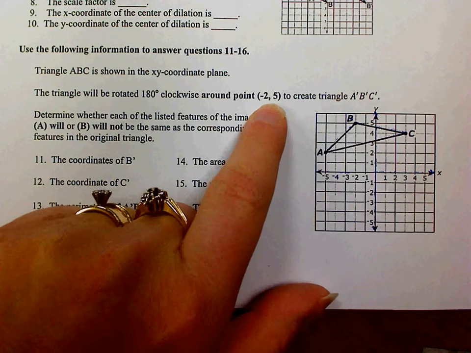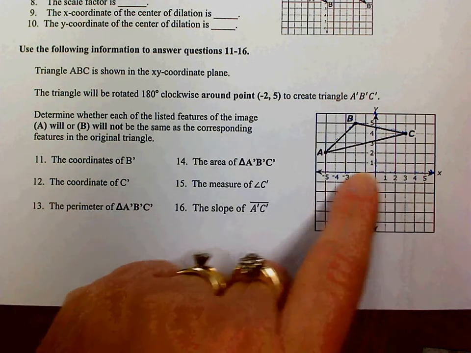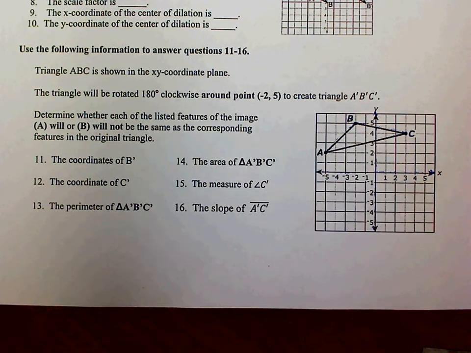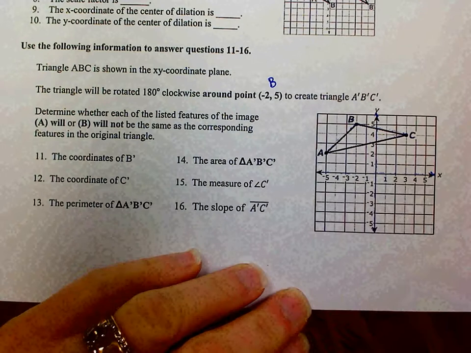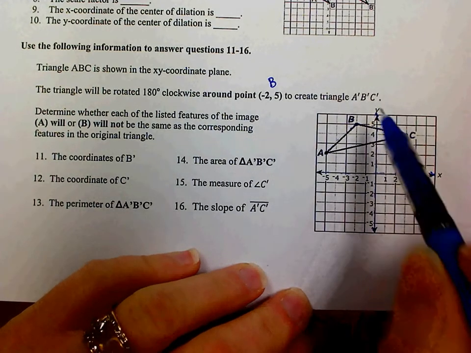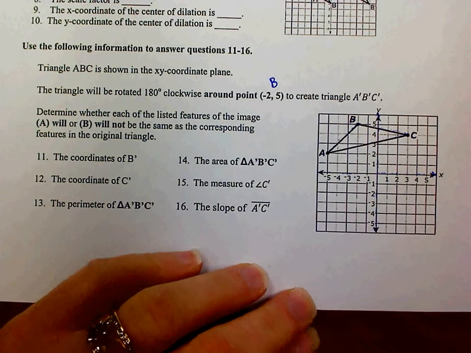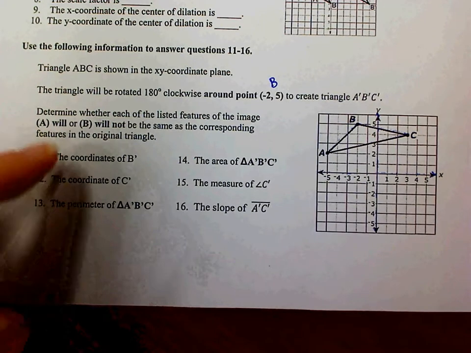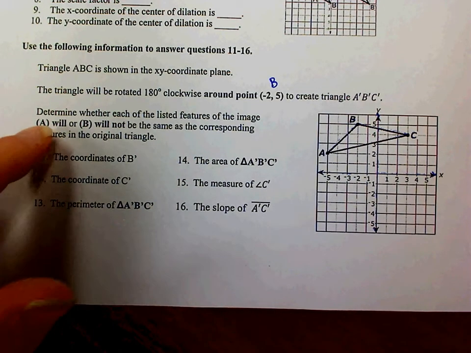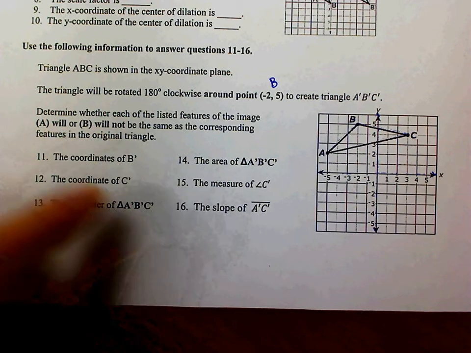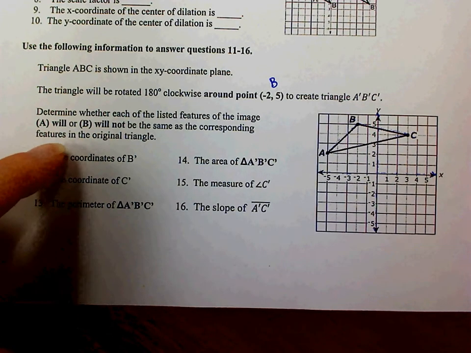It's the point (-2, 5). But I want you to notice that (-2, 5) is one of the vertices of the triangle. That means we're rotating around point B. And we're creating the image triangle A prime, B prime, C prime. We want to determine whether each of these listed features, 11 through 16, will or will not be the same as the corresponding features on the original triangle.